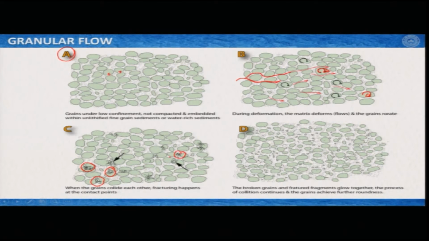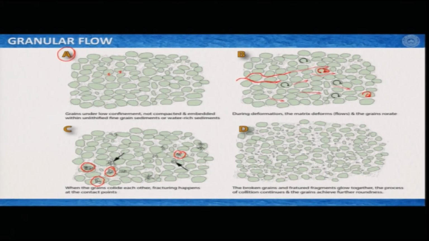This is how the fractures come into the picture: the grains are rolling, and while rolling they touch each other, and when they touch each other they produce fractures along their contact zones. Now these little tiny grains also contribute to the matrix, and therefore the overall grain size reduces and the flow continues. Then the grains collide again, the grain size reduces further, and so on. So this is the process of granular flow, the mechanism that we have learned.